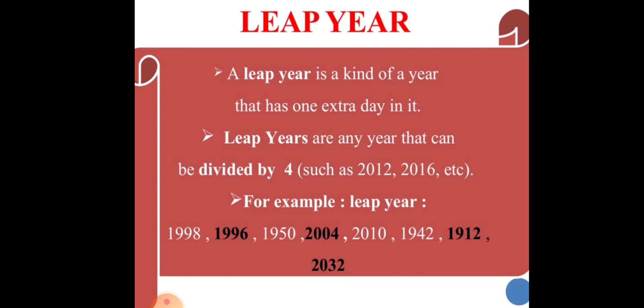If we come to 1950, it does not divide. We come to 2004, yes, it is divisible by 4. Let's come to 2020. Yes, it is divisible by 4. And 2021? No, it is not divisible by 4.